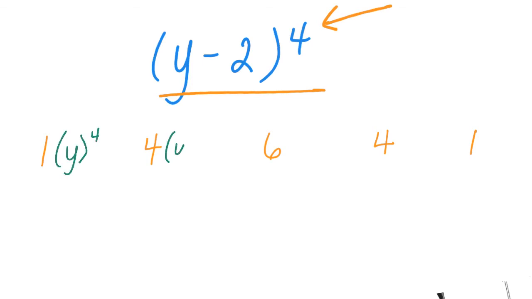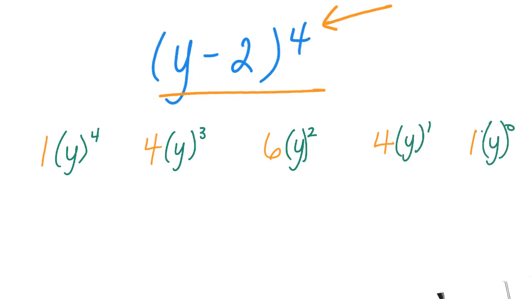4, 3, 2, 1, 0. And I know anything to the 0 power is 1, so I usually just cancel out my zeros.